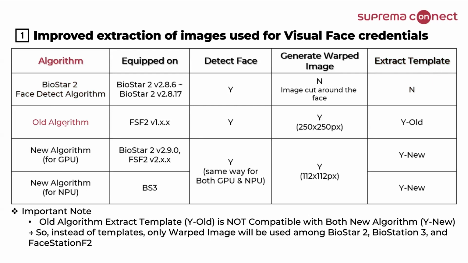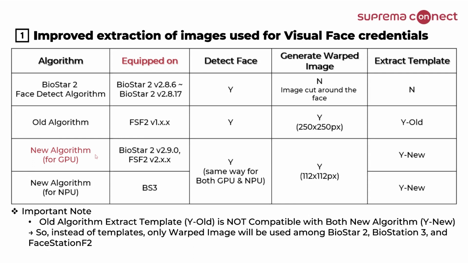Now, the old algorithm that was being applied on BioStation F2 version 1 firmwares detected face and also generated a warped image. In this case, it was generating a 250 by 250 pixel warped image. Yes, it does extract template, but we are going to call this an old way of extracting template because it's an old algorithm. Now, for the new algorithm for GPU and the new algorithm for MPU, the major difference is that BS3, our latest device BioStation 3, uses MPU. That's the clear difference.